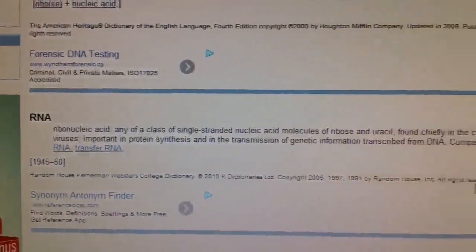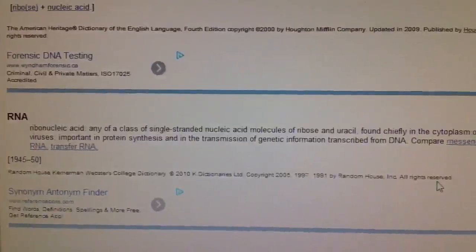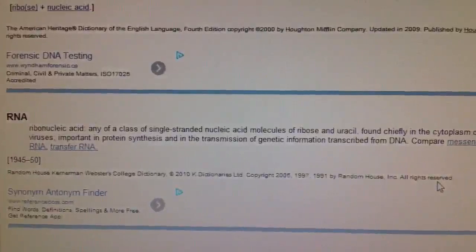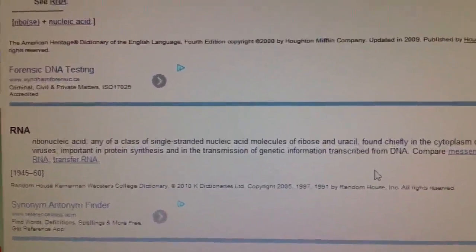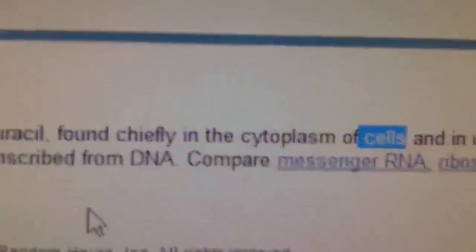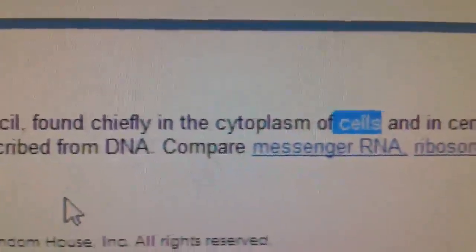And I'm going to go ahead and read it. You can go ahead and Google this for yourselves if you want. Ribonucleic acid: any of a class of single-stranded nucleic acid molecules of ribose and uracil found chiefly in the cytoplasm of cells. There's that word cells, okay? Let me go ahead and zoom in a little bit. Okay, so you got the word cell there.